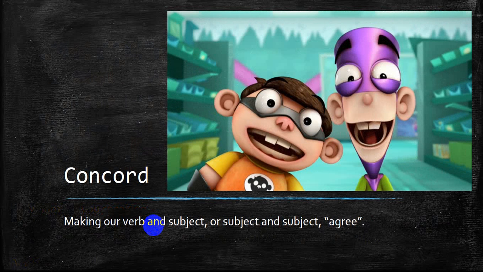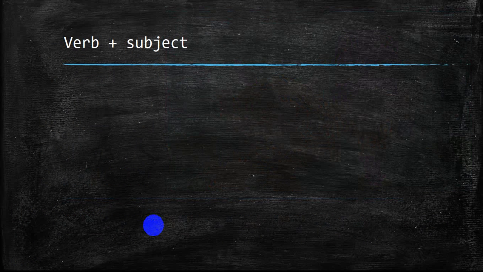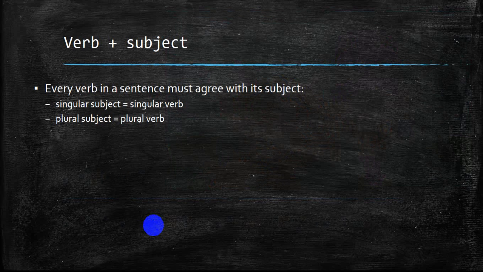Next we're going to look at Concord, and Concord also means agreement, and so essentially what we're doing is making the verb and subject agree, or the subject and subject agree, or in fact anything in the sentence agree. And what that means is, for example, with the verb and subject agreement, every verb in a sentence must agree with its subject. And so a singular subject would attract a singular verb, and a plural subject would attract a plural verb.